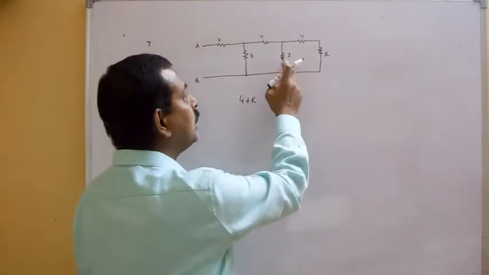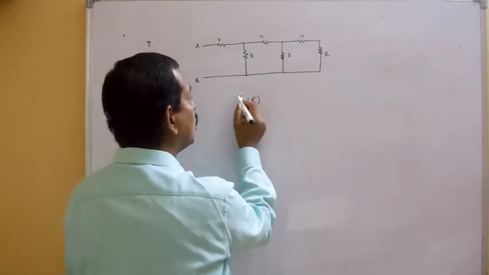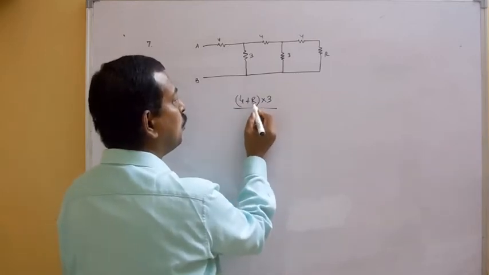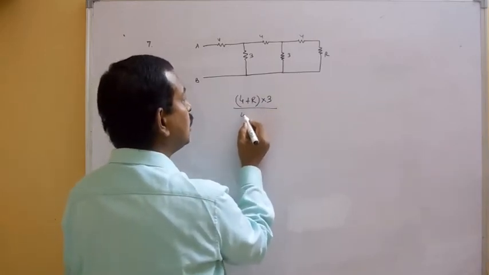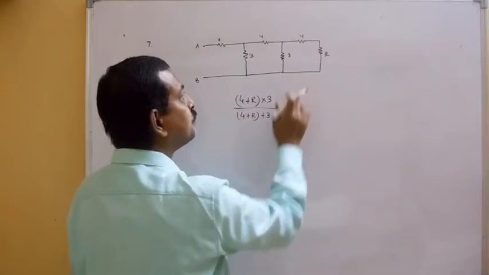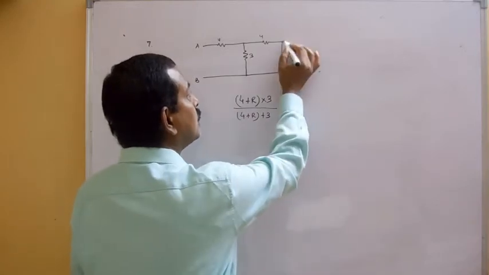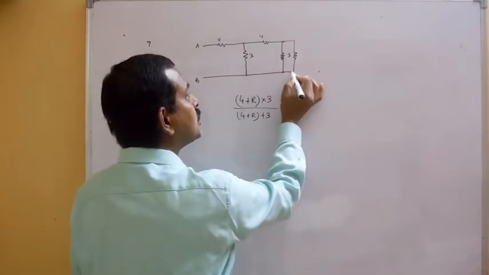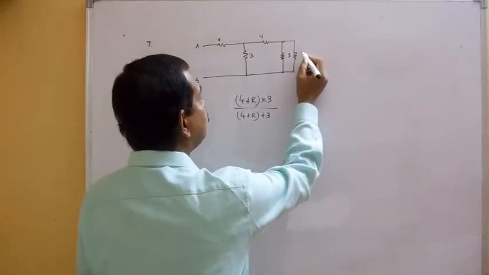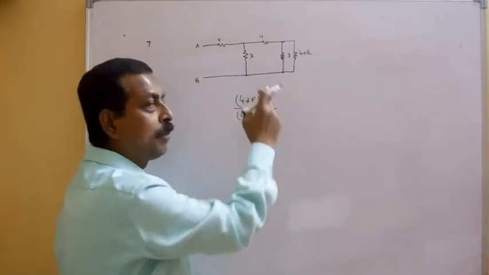This is now in parallel with this 3 ohm. So the equivalent of that will be given by (4 plus R) into 3 divided by (4 plus R plus 3). So this will be another resistance connected here. This is your 4 plus R. These two are in parallel.